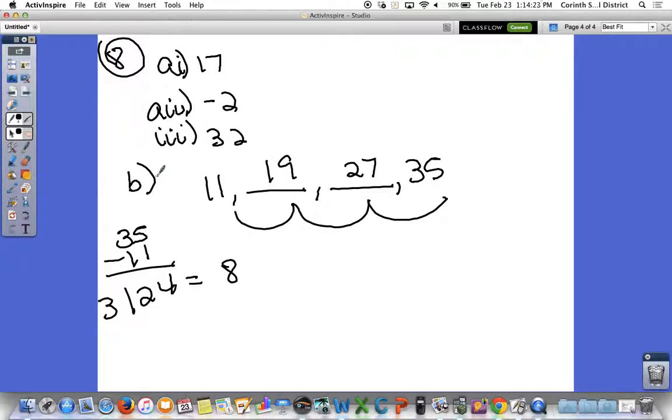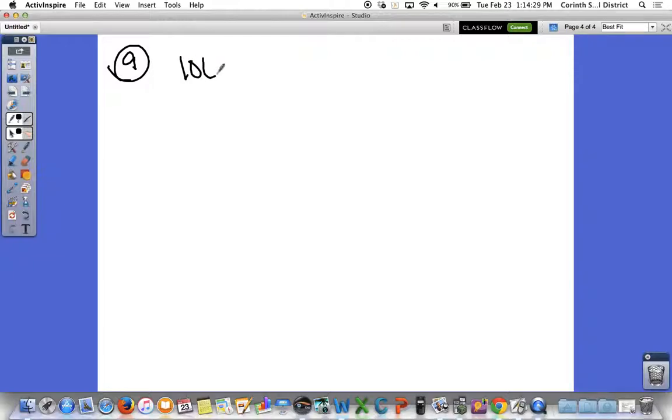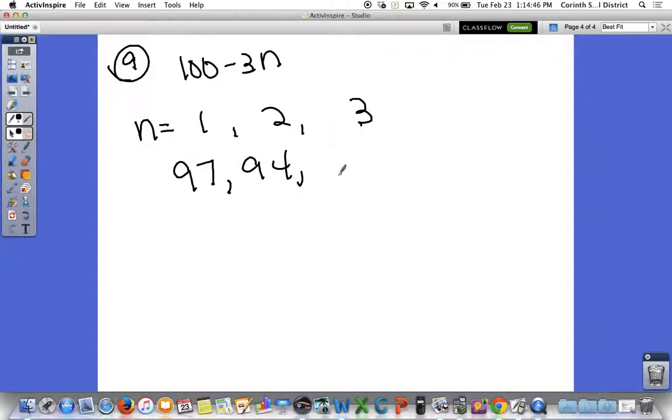All right, let's look at 9. On number 9, they give you the nth term. It's 100 minus 3n. They want you to work out the first 3 terms in the sequence. So the first term is 100 minus 3, or 97. 100 minus 6. 100 minus 9. Okay. Now, B part says, work out the first term in the sequence that is negative. Now, this was a trial and error. So, does anybody know which n it is? What's the n number? 34.